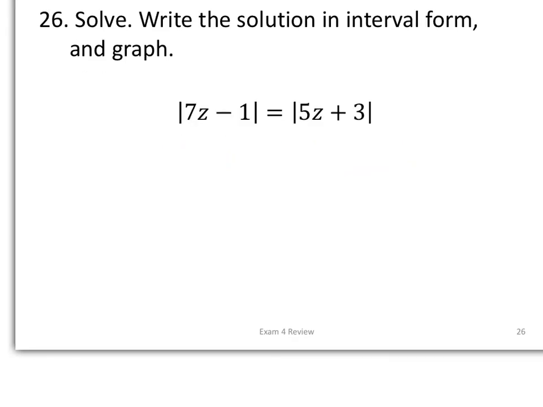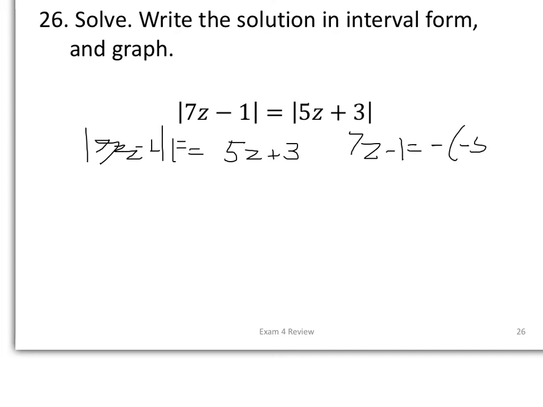Here we have an absolute value equal to an absolute value, or a distance equal to a distance. And to solve for z, we need to do our same procedure, which is to set the contents of the absolute value equal to the positive version of the right side, and also 7z minus 1 equals the negative version of the right side. I'm having too many negatives.